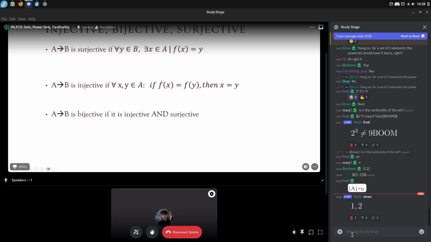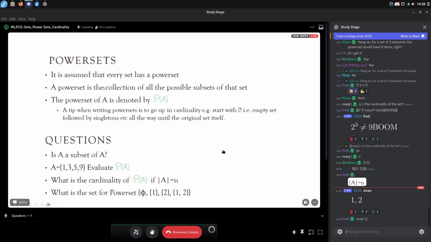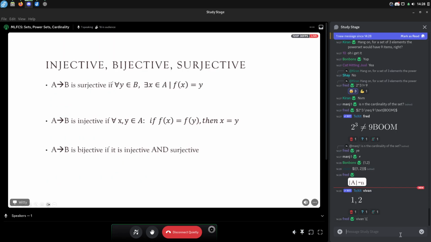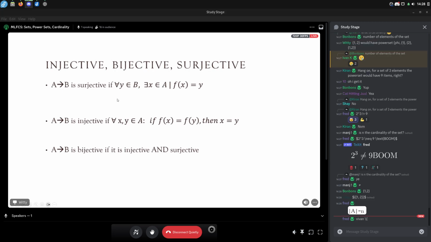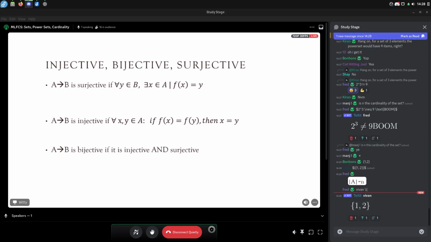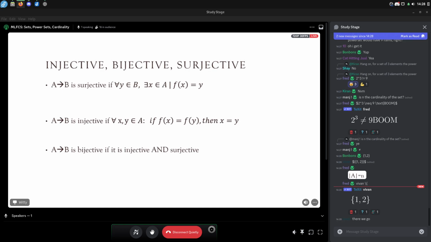Okay, next thing. I hope everyone understood this stuff with power sets and cardinality before that. We're now going to move on to injective, bijective, and surjective. So these are types of functions. So A to B is surjective. I think surjective is the easiest one and it's the least restrictive one in my opinion, but that's not facts, that's just how I like to think of it. So what this notation means, I'll read it out.